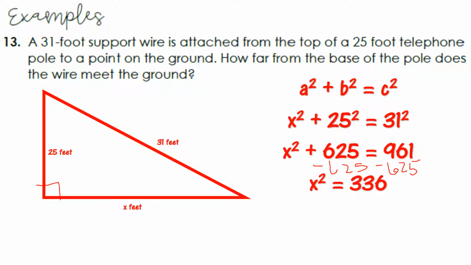So I actually get that x squared is 336. I take the square root of both sides, and I should get that x equals 18.3 feet. Okay, on the next page.